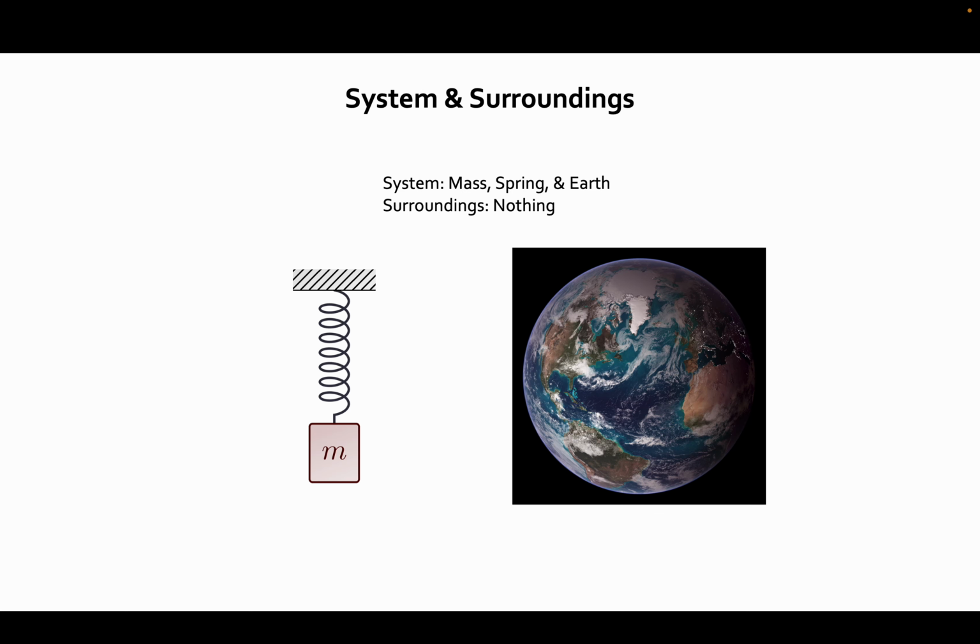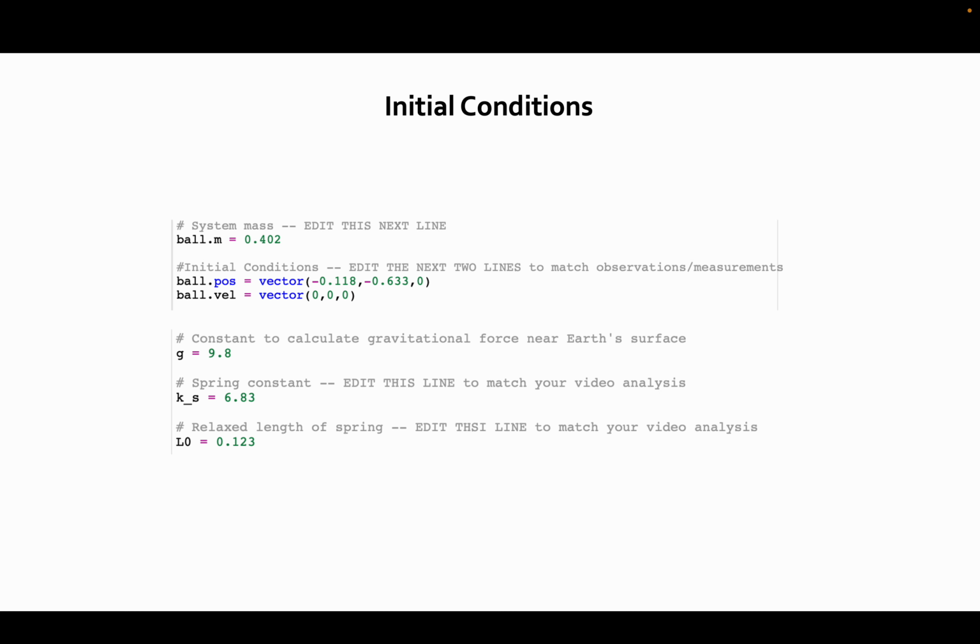In this lab, the system was the mass, spring, and earth, while the surroundings were nothing. The initial conditions for this lab were that the mass of the object was 0.402 kilograms. The object started at negative 0.118 meters in the x direction and negative 0.633 in the y direction. The object started at rest. The spring constant was 6.83, and the relaxed length of the spring was 0.123 meters.